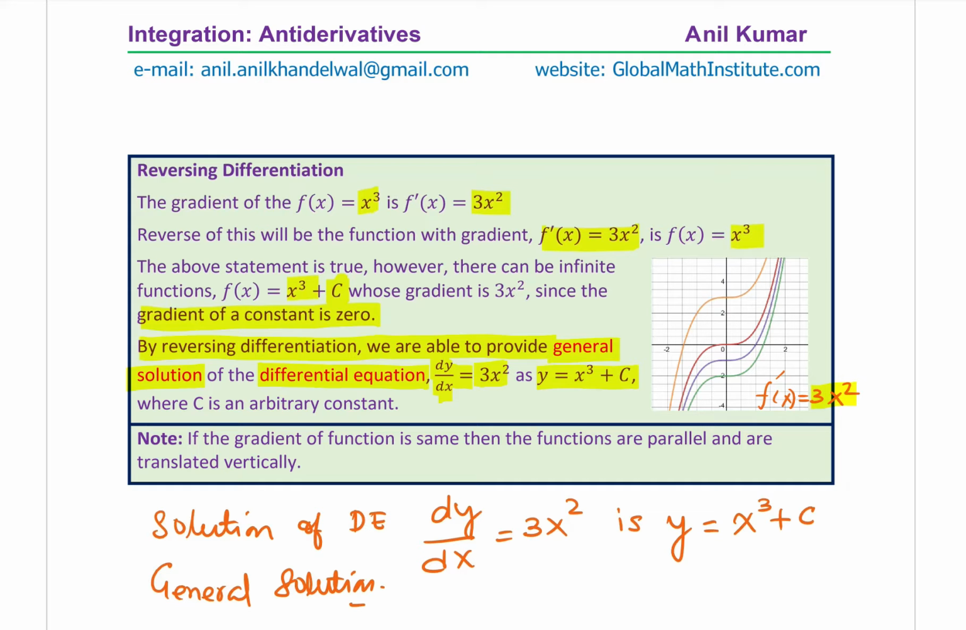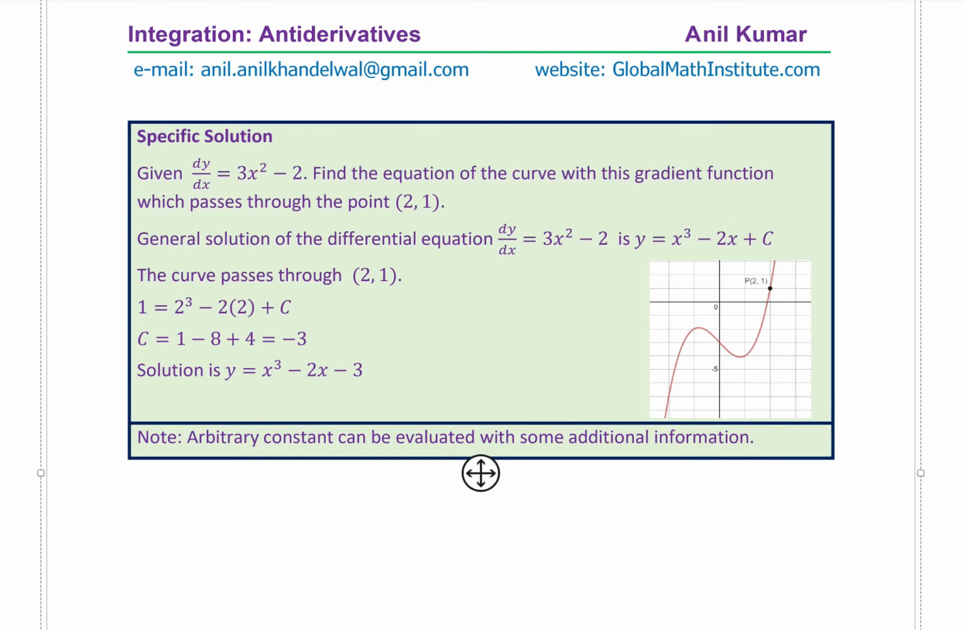Okay. Now let's look into an example. How do we find a specific solution to our question? As we said in the previous example, the factor c comes because the derivative of a constant is 0. Now let's look into an example. Given dy/dx equals 3x squared minus 2, find the equation of the curve with this gradient function, which passes through the point (2, 1).